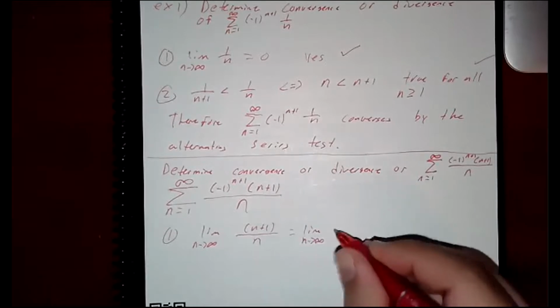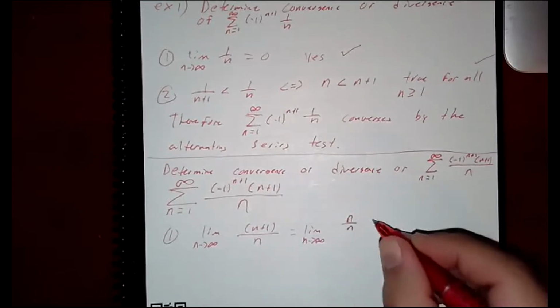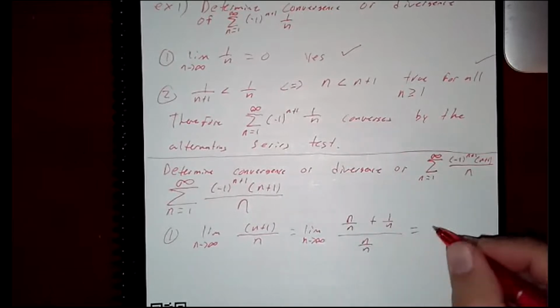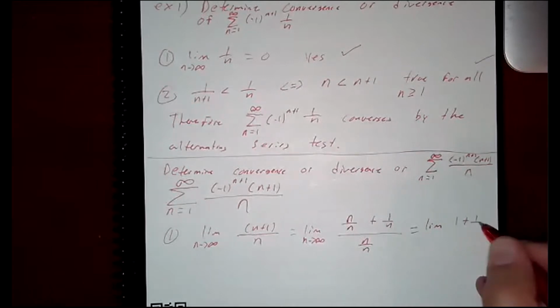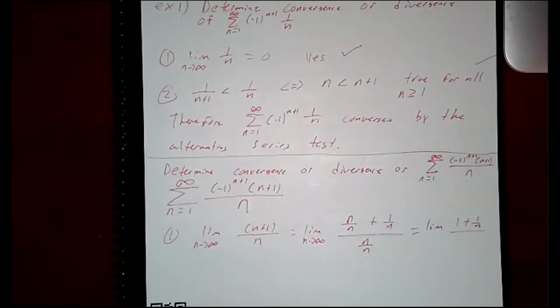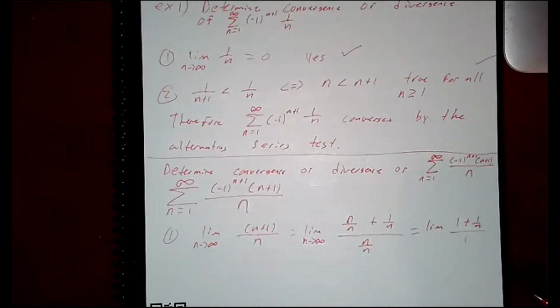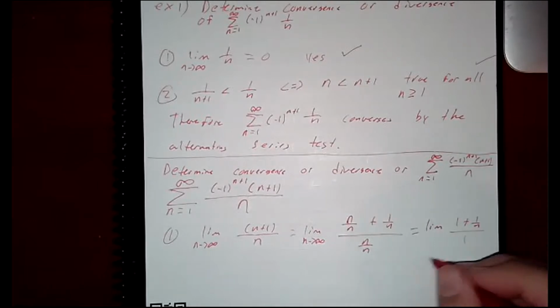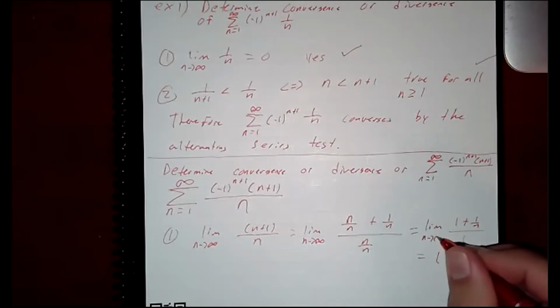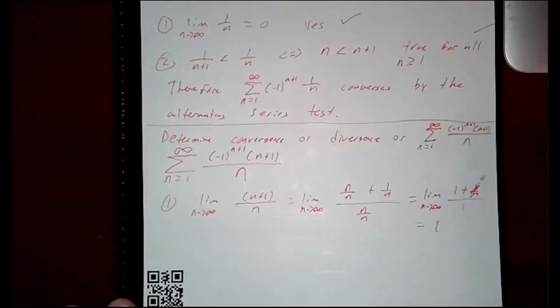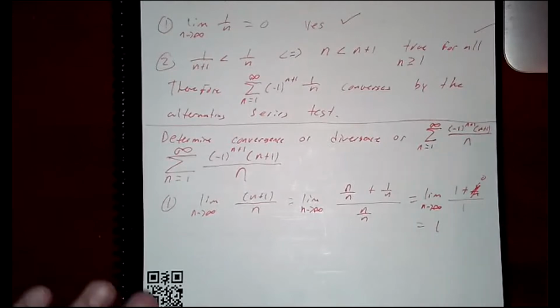To show it, remember I said you just divide every single term by the highest power, which gives you 1 plus 1 over n, over 1, which is going to be equal to 1, right? Yes. So this piece goes to 0, but the rest doesn't. So it fails number 1, right? Yes.